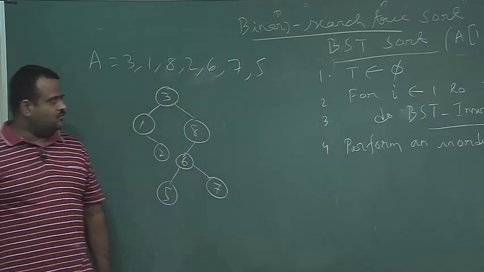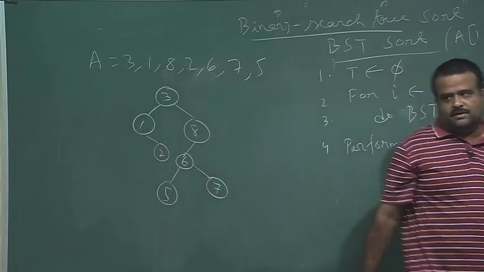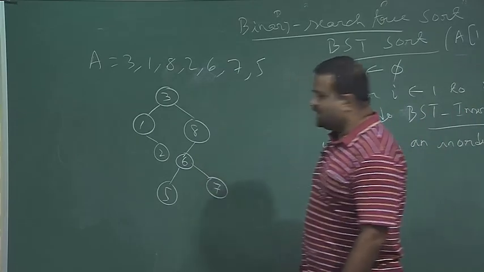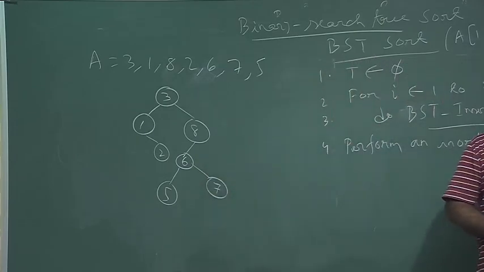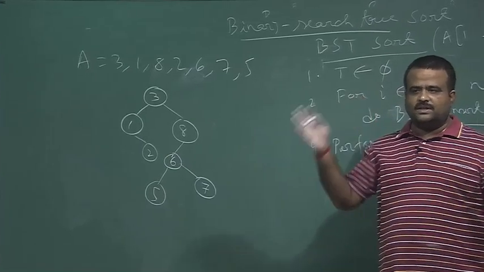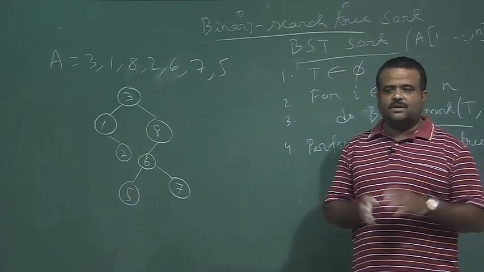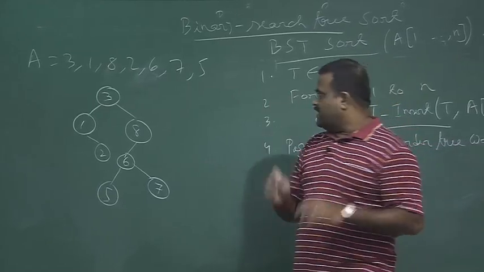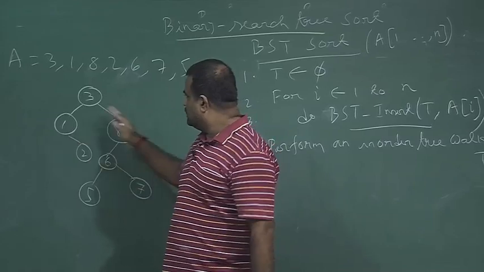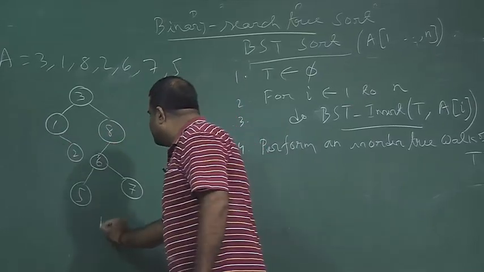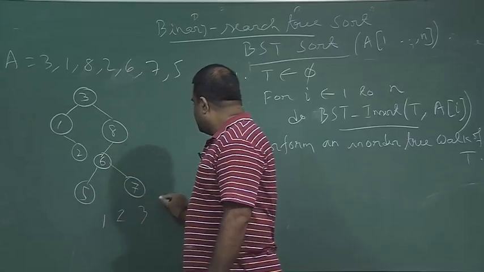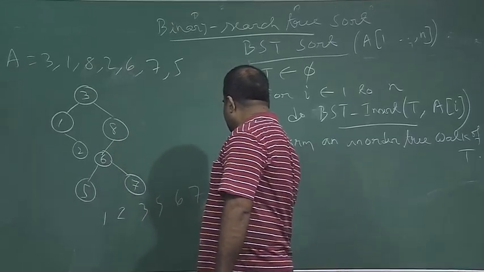Now we need to perform the in order traversal, that is, traverse the tree. In order traversal means we first visit the left, then the root, then the right. This is a recursive call: left subtree, root and right. If you do that, recursively, it will give us 1, 2, 3, and then for this part 5, 6, 7, 8. Sorted.